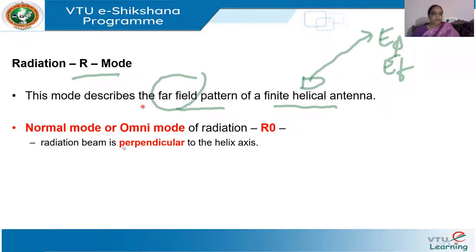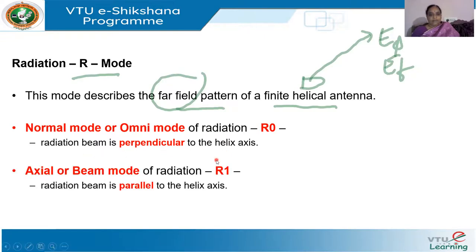One is a normal mode, that's your omni mode of radiation, where the radiation beam is perpendicular to the helix axis. Then we also have the axial mode or B mode of radiation, that is known as R1. And here the radiation beam is parallel to the helix axis. In R0, it is normal or omni mode. The radiation is perpendicular to the helix axis. In R1, the same radiation is parallel to the helix axis. So as the name indicates, normal is perpendicular to the helix axis, and axial mode is parallel to the helix axis.